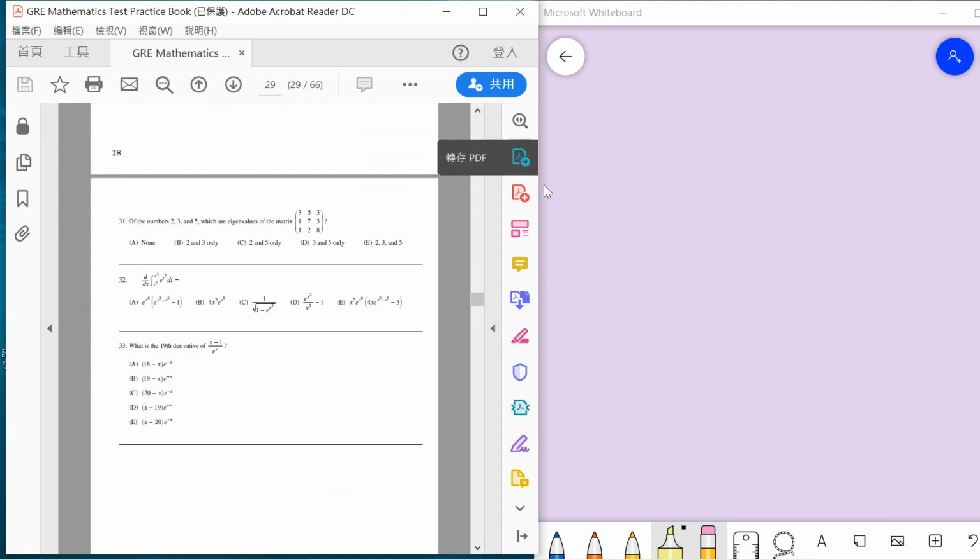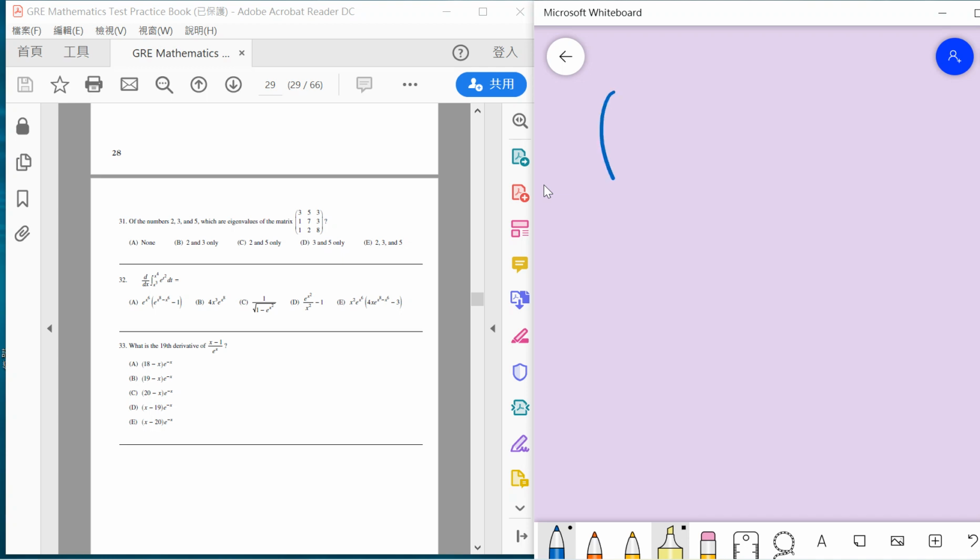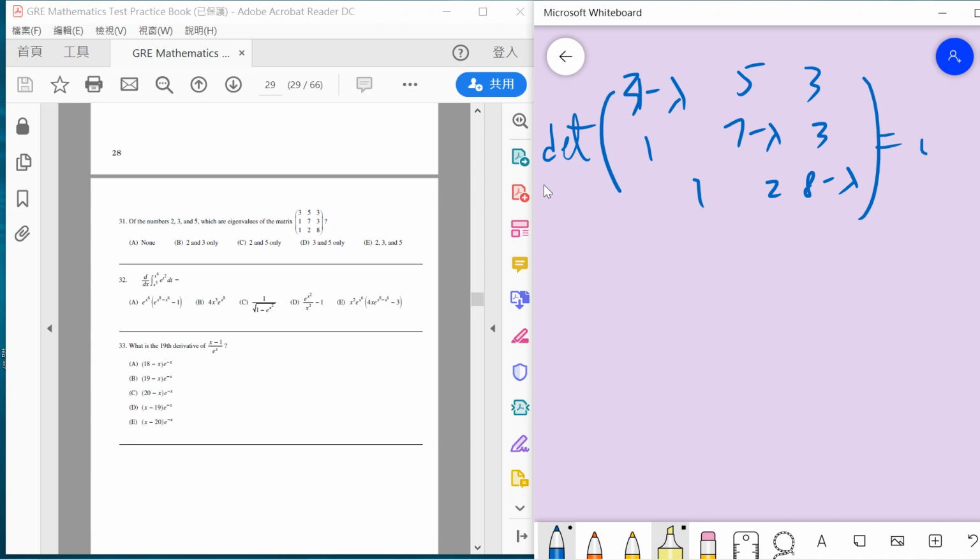Okay, so that solves it. 31: the numbers 2, 3, 5, which are eigenvalues of the matrix. Computing eigenvalues is very easy in matrix algebra. We just calculate the characteristic polynomial. So the determinant of the matrix with 3 minus lambda, 5, 3, 1, 7 minus lambda, 3, 1, 2, 8 minus lambda is 0. You can calculate by yourself. The answer is this one.